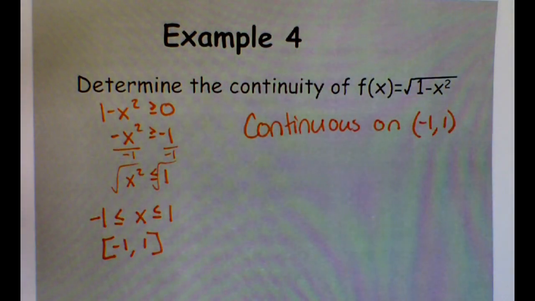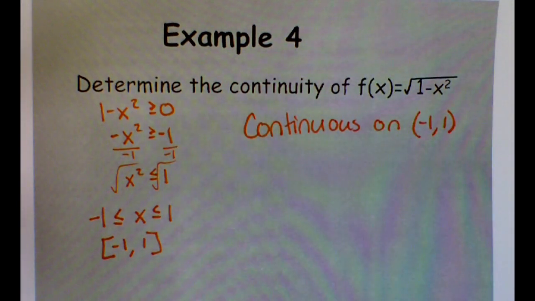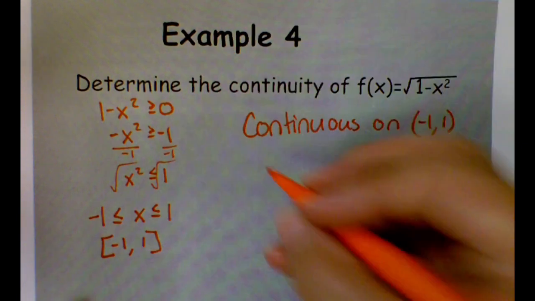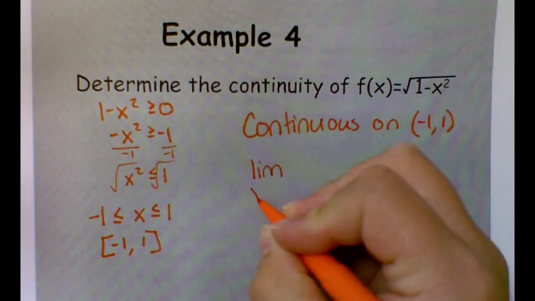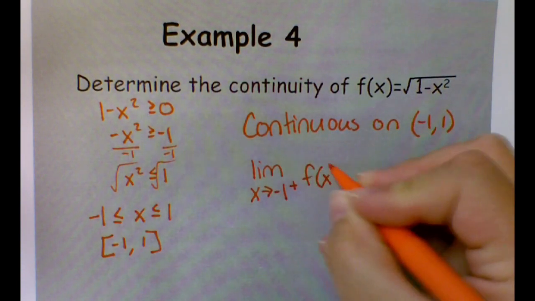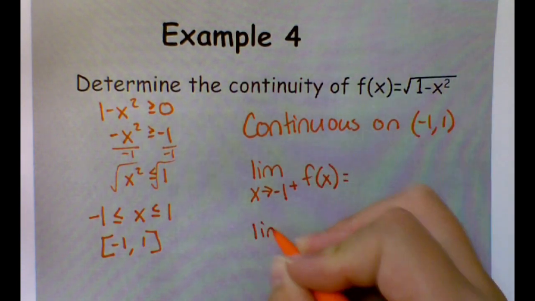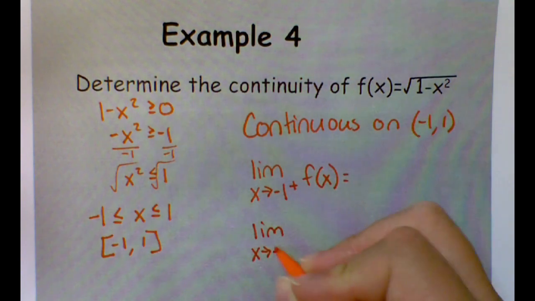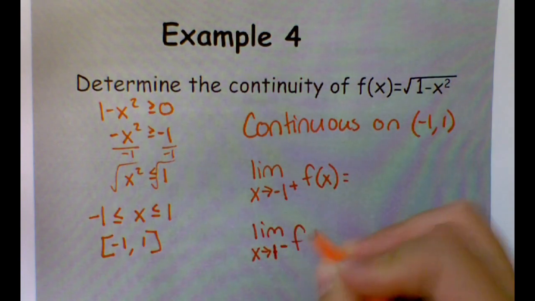The only way we know it's continuous on the open interval is... The only way we know it's continuous on the closed interval is if we check those endpoints. So I need the limit as x approaches negative 1 from the right, and the limit as x approaches positive 1 from the left.